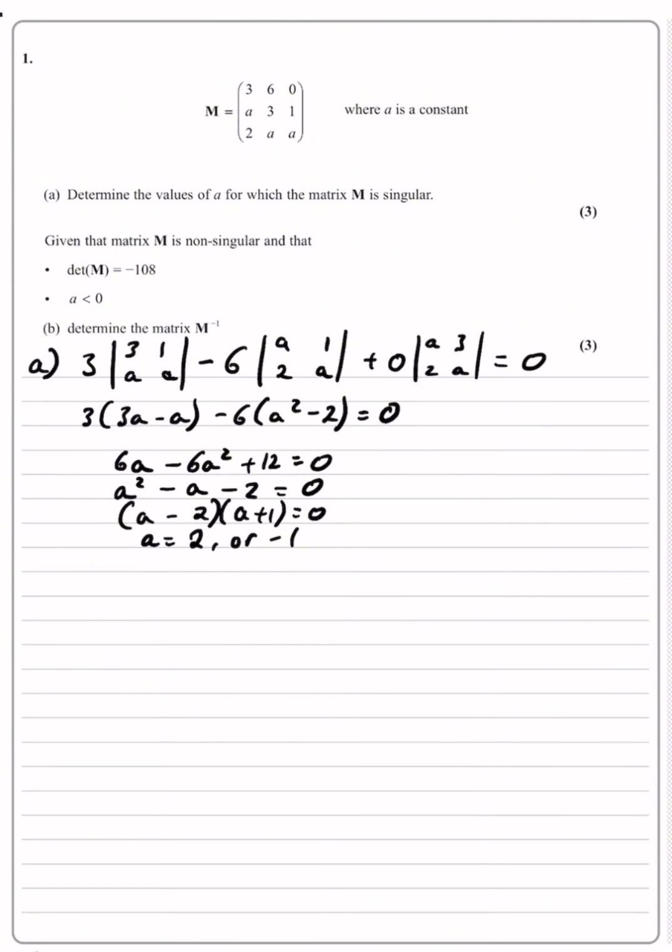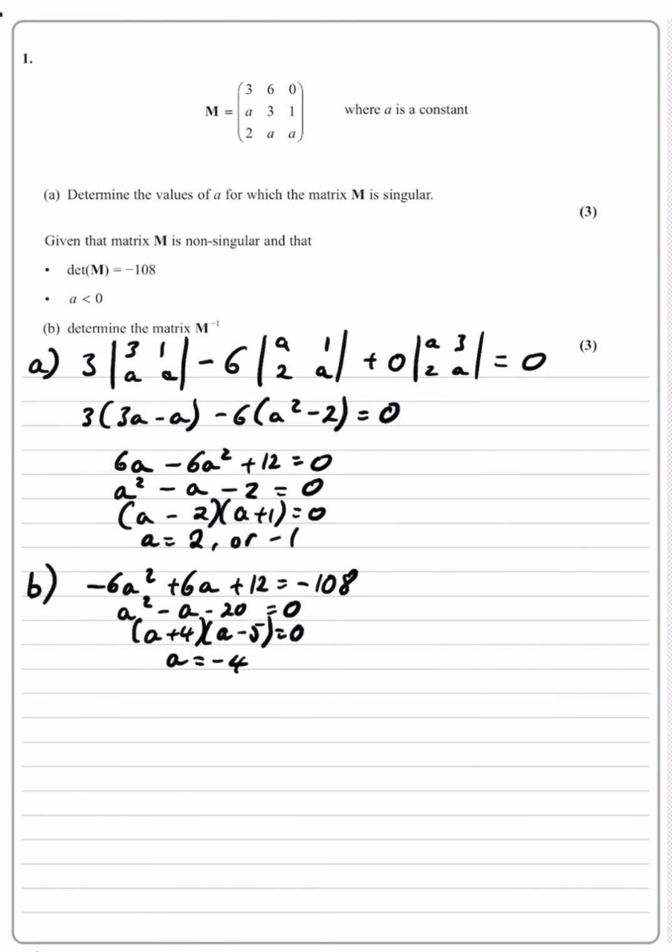For part B, it tells us the determinant is -108 and that a is less than 0. So using the same approach, I equate my expression for the determinant to -108. Bring the 108 over, divide by -6 again. We get a squared subtract a subtract 20 equals 0, and that factorizes quite nicely as well. a plus 4 times a minus 5 equals 0. I'll ignore a equals 5 because it tells me in the question that a is less than 0, so our value of a is -4.